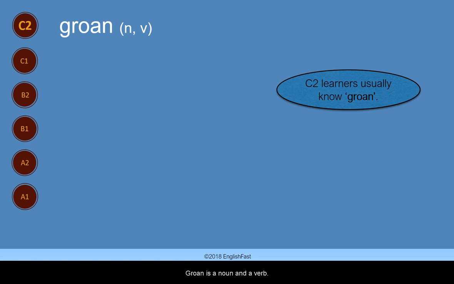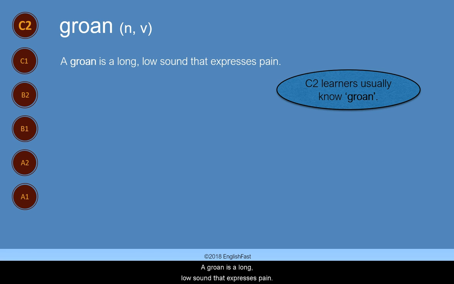Groan. Groan is a noun and a verb. C2 learners usually know groan. A groan is a long, low sound that expresses pain. Here are some examples.